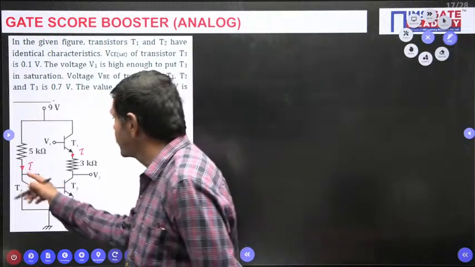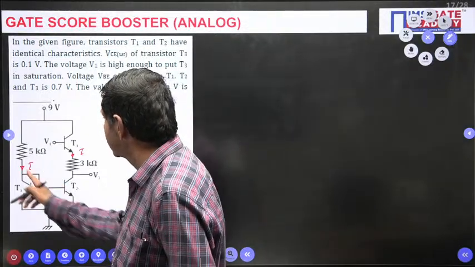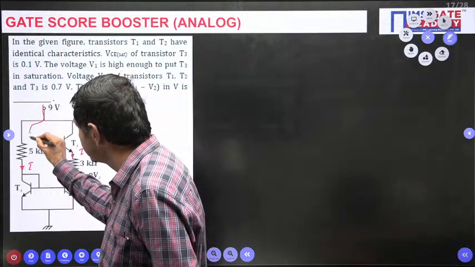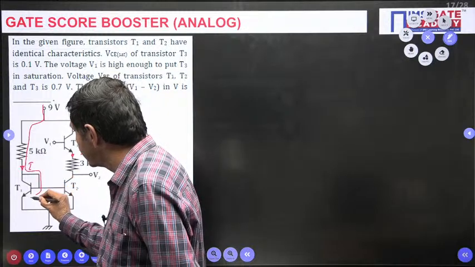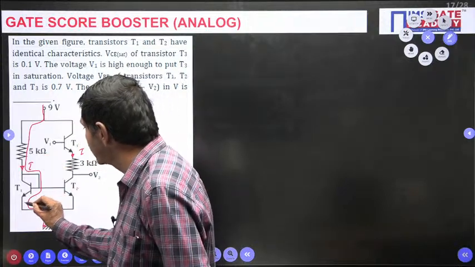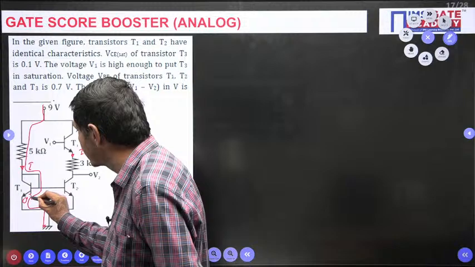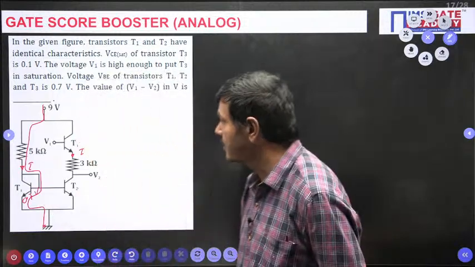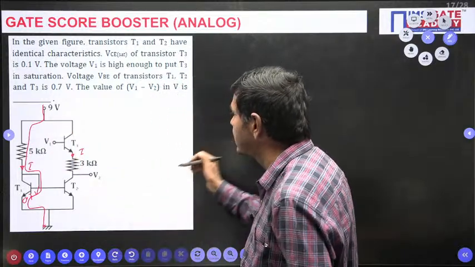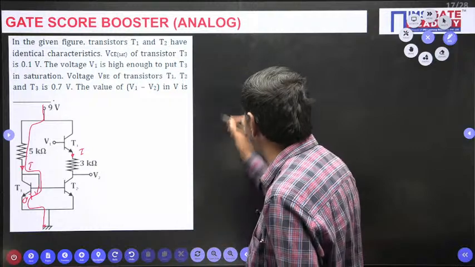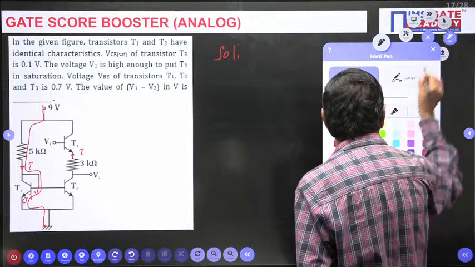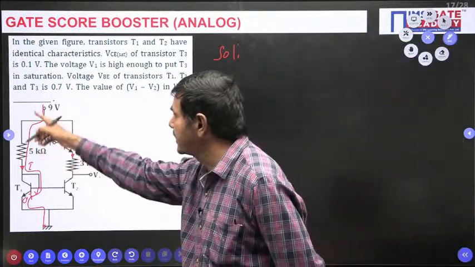But initially I wish to find this current I. The same current is maintained this side. I want to apply KVL in this direction. If I apply KVL, I can measure I. This voltage drop is nothing but 0.7 volts. So when I apply the KVL here, 9 volts equals, otherwise the current across this 5K is nothing but I. The current passing through the 5 kilo ohm is nothing but I.